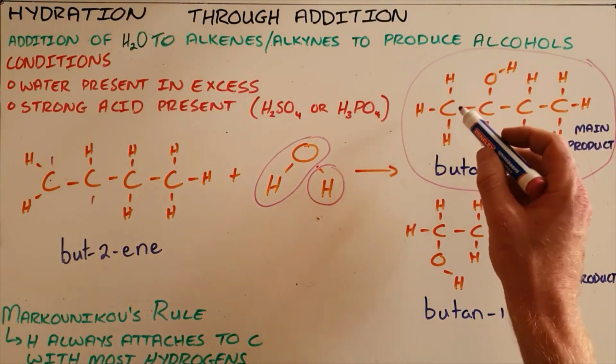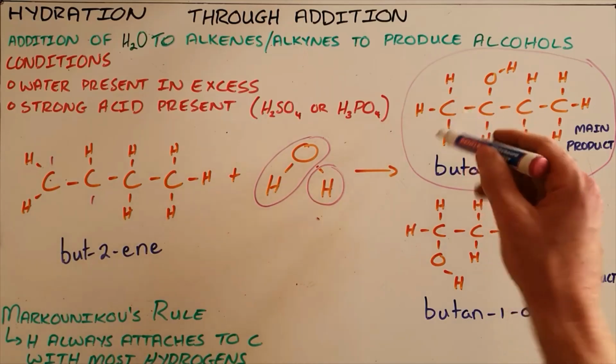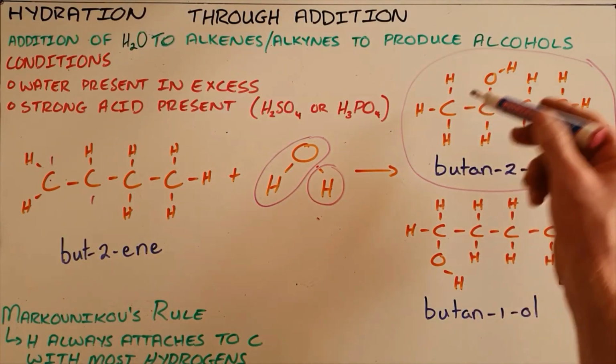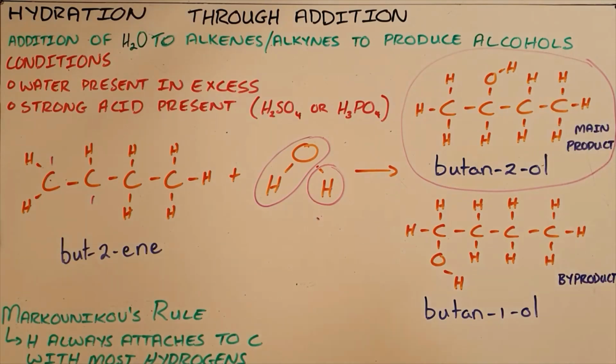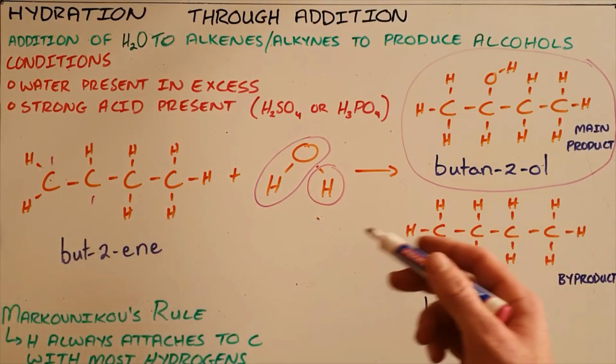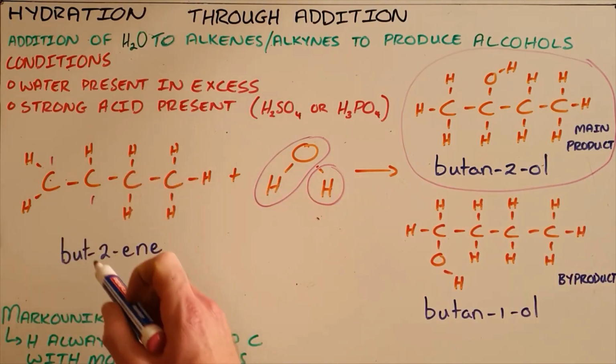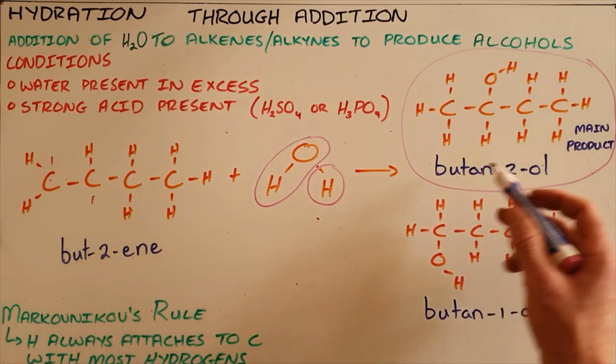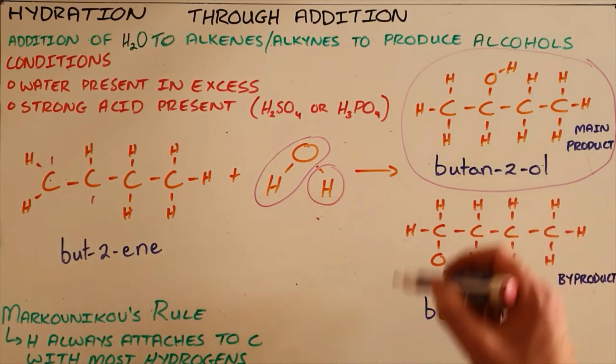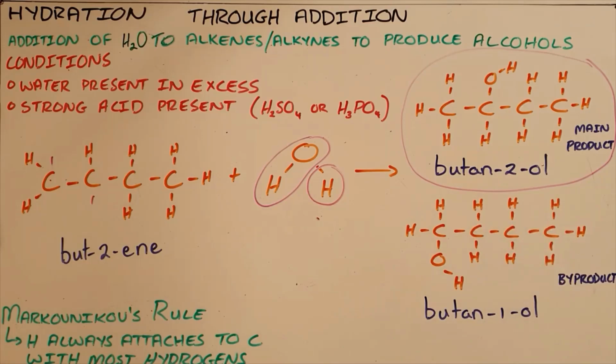hydrogen has attached to the carbon with the most hydrogens by Markovnikov's rule, which leaves the hydroxyl to the second carbon. And we would draw this as butene plus water reacts to form butan-2-ol. We do not necessarily show butan-1-ol as a byproduct.